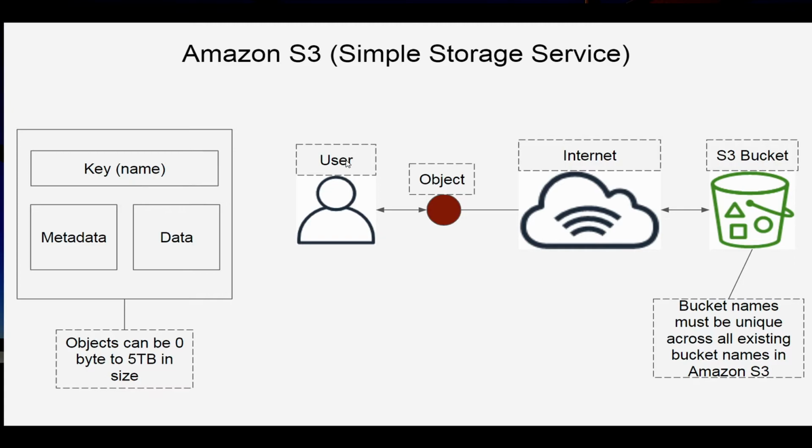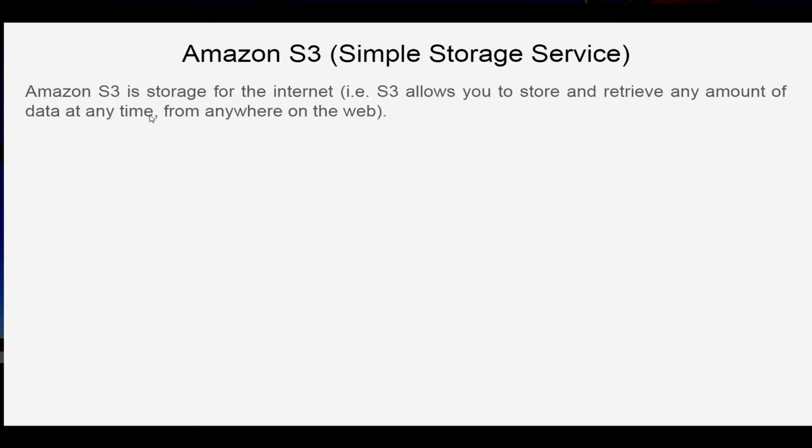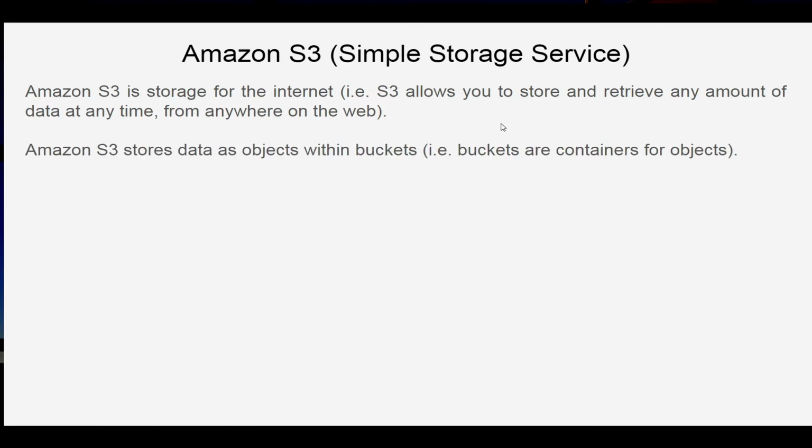Now let's summarize information about Amazon S3. First of all, Amazon S3 is storage for the internet, which allows you to store and retrieve any amount of data at any time from anywhere on the web. The second thing is Amazon S3 stores data as objects within buckets. That means first you need to create a bucket, and once you create a bucket, you can start uploading objects into it. Buckets are containers for objects. The third point is objects consist of the key, metadata, and data.